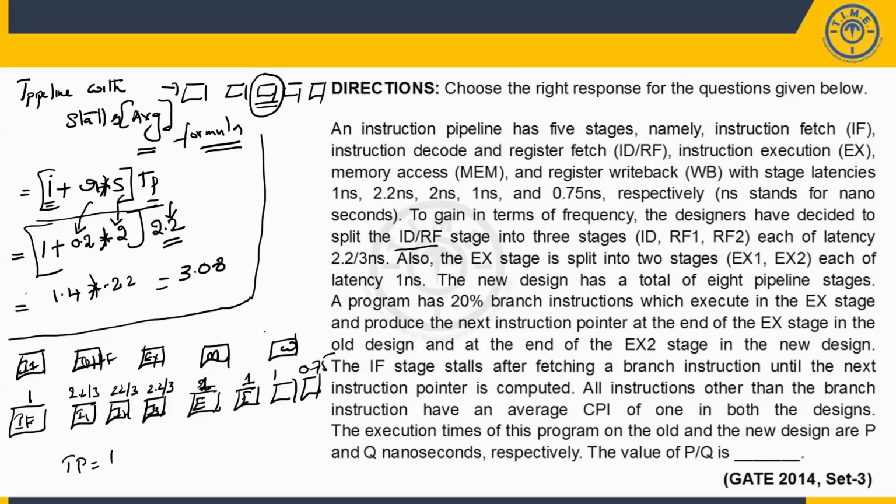Now here, what is TP? TP is just equal to 1, right? The max stage delay is equal to 1 only. Are we clear? Yes or no? Yes, sir. TP is equal to 1.